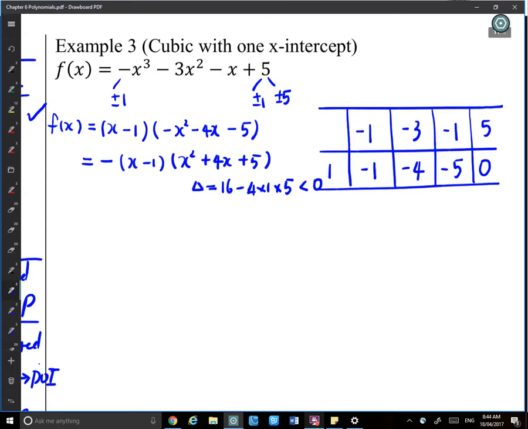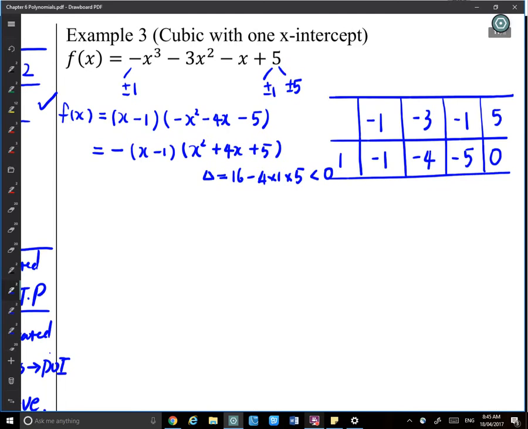So I finished my factorization, but it's not a fully factorized cubic. Fully factorized means you must have all linear terms. But for this one, I stop at a quadratic. I can't further factorize it, so I will stop here. It's not a fully factorized term.